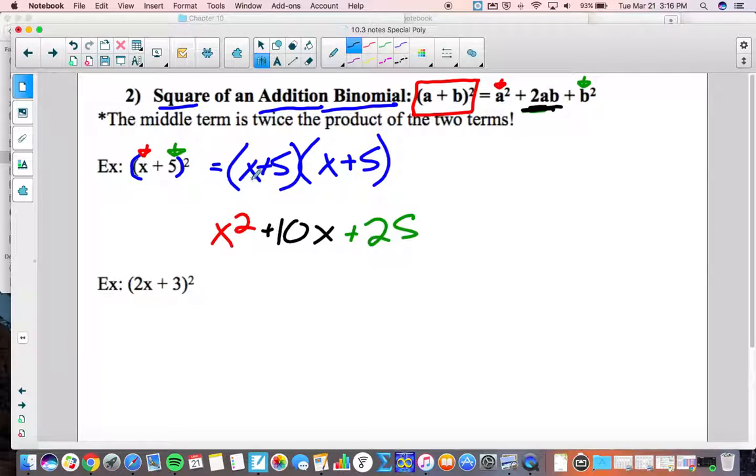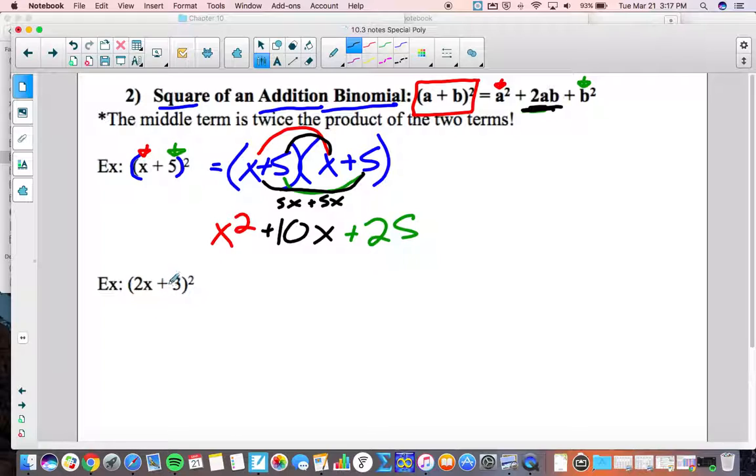And really, when I multiply here, this gives me x squared, right there. And when I multiply here, that gives me 25. And when I multiply the inside, I get 5x, and when I multiply the outside, I get 5x, which makes 10x. So really, just using this shortcut gets straight to the answer.